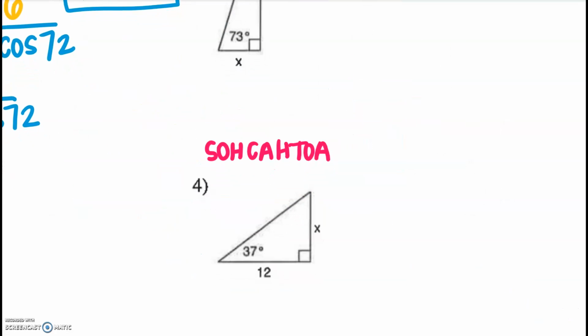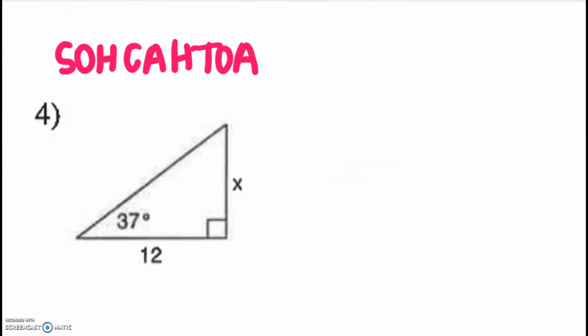All right, let's go to number 4. Let's look at that one. Remember, I always like to put SOHCAHTOA just to give me some verification. So I'm looking at 37 degrees. So I'm going to do O, my opposite side, A, adjacent side, or H. X would be my opposite, 12 would be my adjacent. Both of those are legs, so I'm going to use tangent.